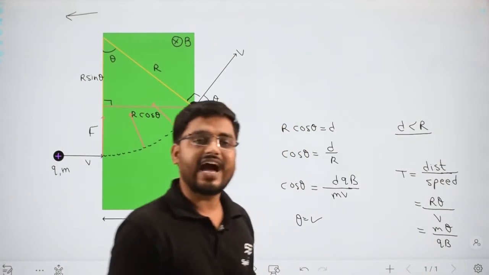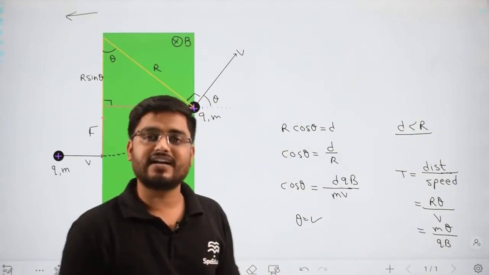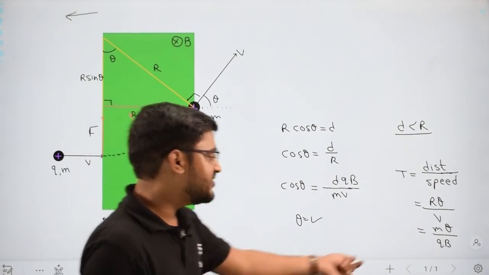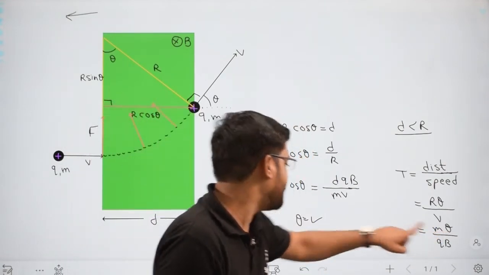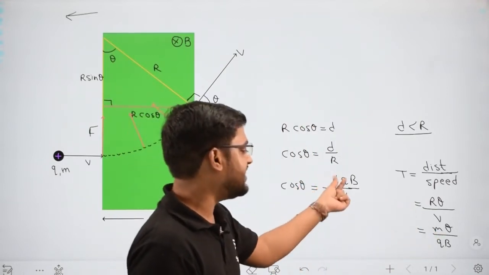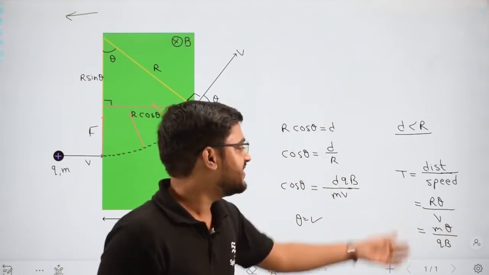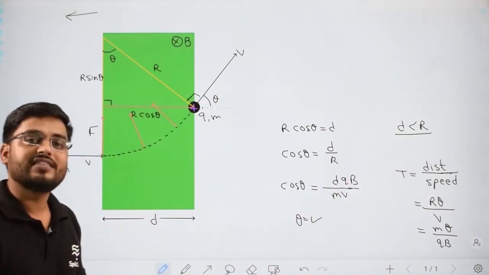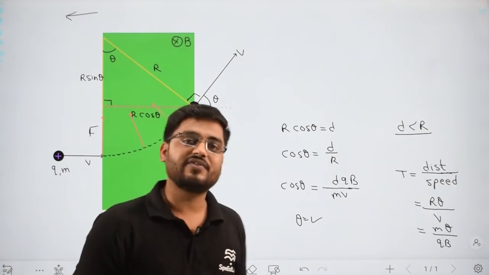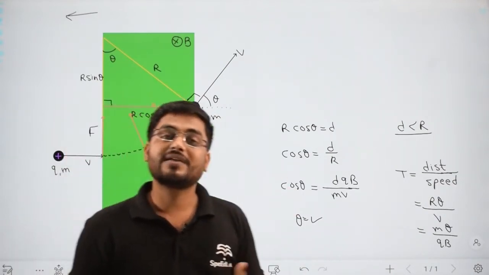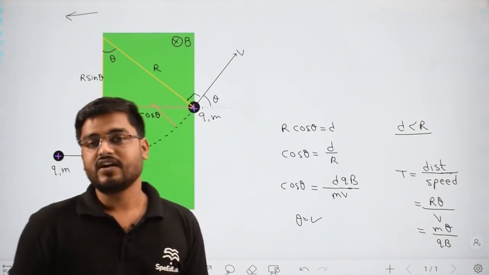And this is the time it will spend inside that magnetic region. Again, here if you see, the theta depends on d, and time depends on theta. So time again depends on this d. So this d must be given. Then we can do various things like finding the angle of deflection, finding how much time it is remaining inside the magnetic field and all.